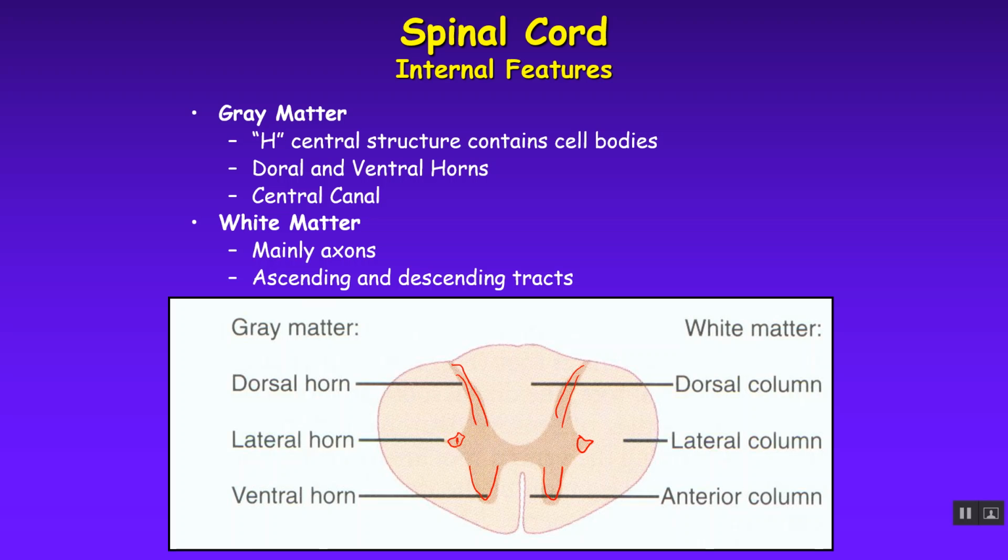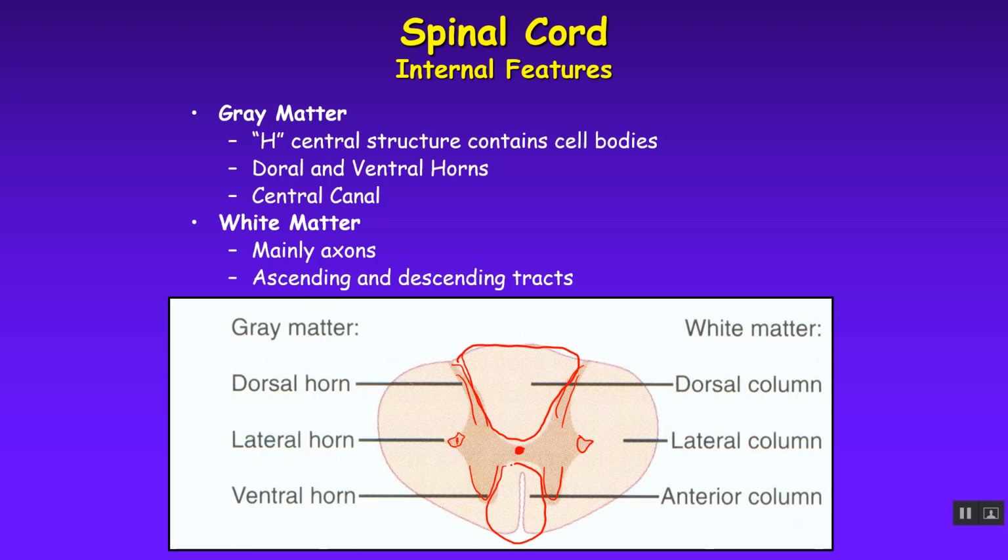There is a central canal. There's actually a little canal there in the middle. That's called the central canal. The white matter is mainly axons, and you have both ascending and descending tracts in these different regions. This whole area back here, that's a big area of axons called the posterior funiculus.